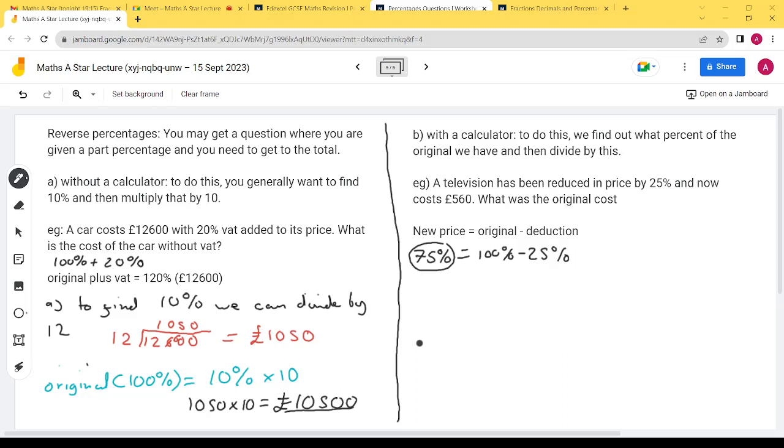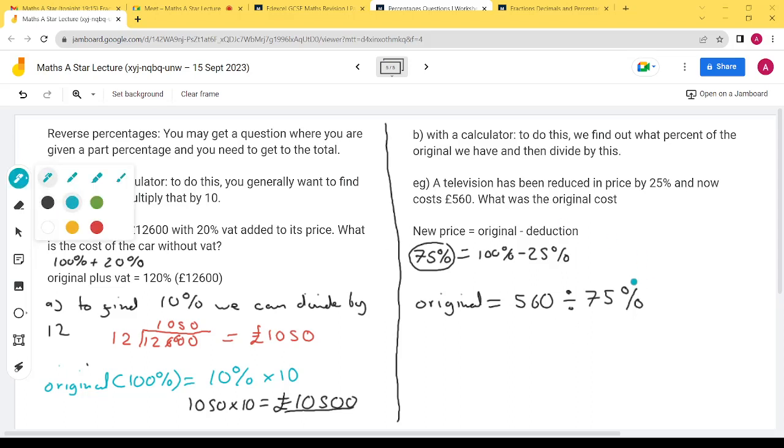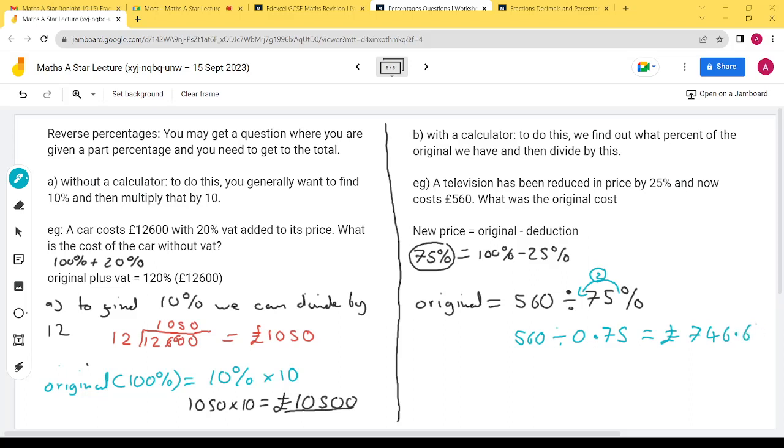And so now to find out the original price, we need to do, so original equals 560 divided by 75%. Which again, we're just going to do what we've done before. We're going to turn our percent to a decimal, divide it by 100, so 560 divided by 0.75, and that's going to give us our answer to the nearest pence. It's giving us a recurring number actually, but we can say 746.67.